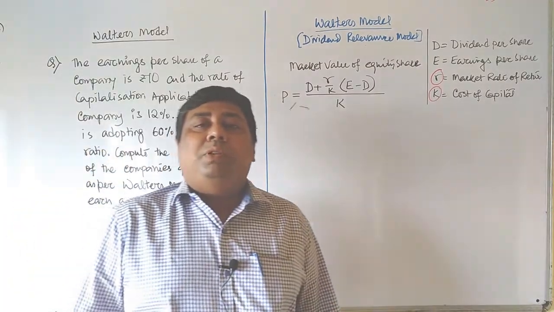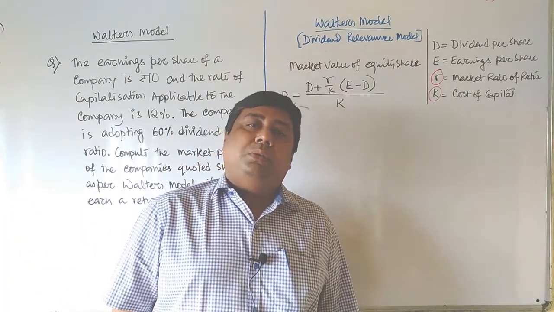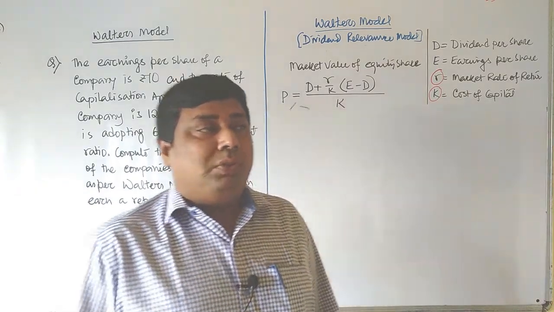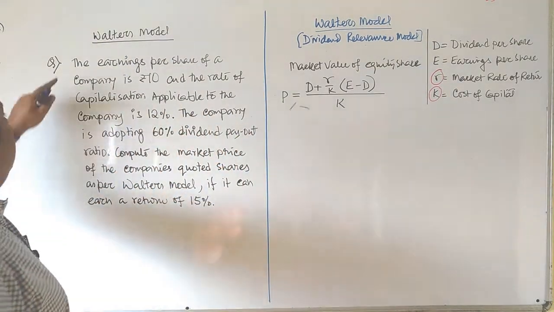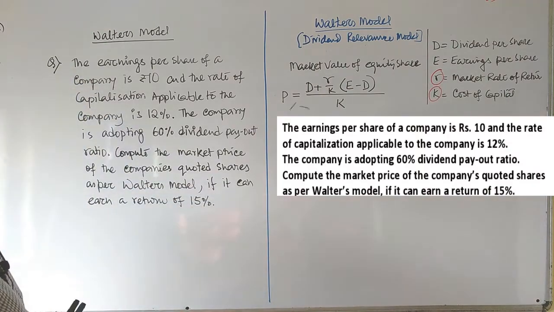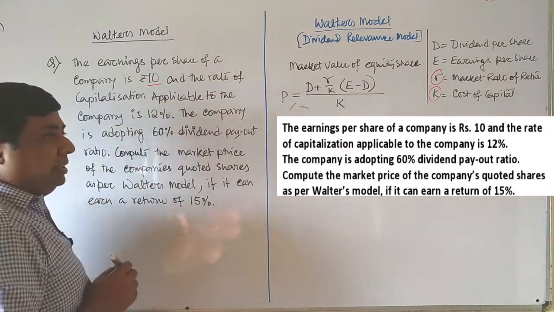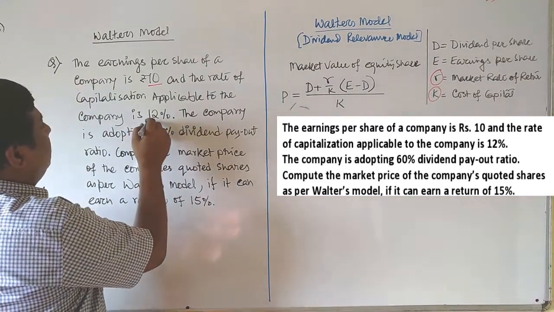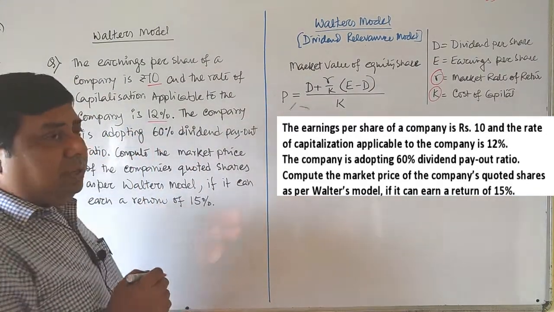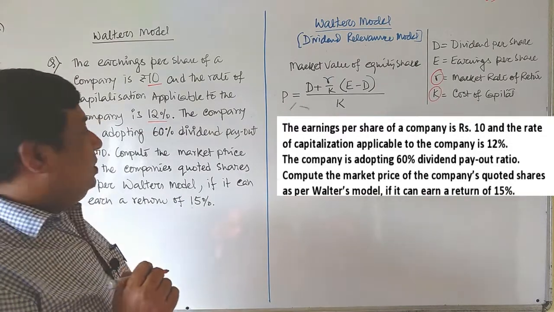Let's calculate market value per share by considering Walter's model. Let's follow the question at first. The earnings per share of a company is rupees 10 and the rate of capitalization, that is cost of capital applicable to the company, is 12%. That is, cost of capital is 12%.